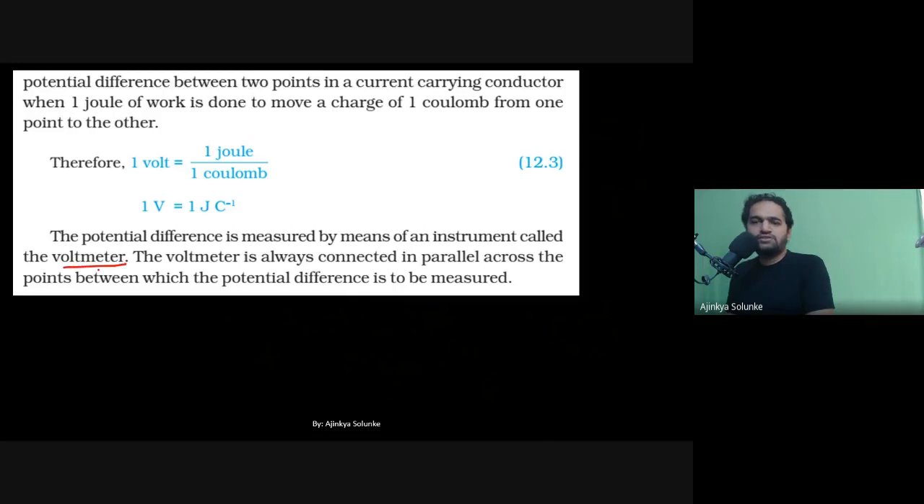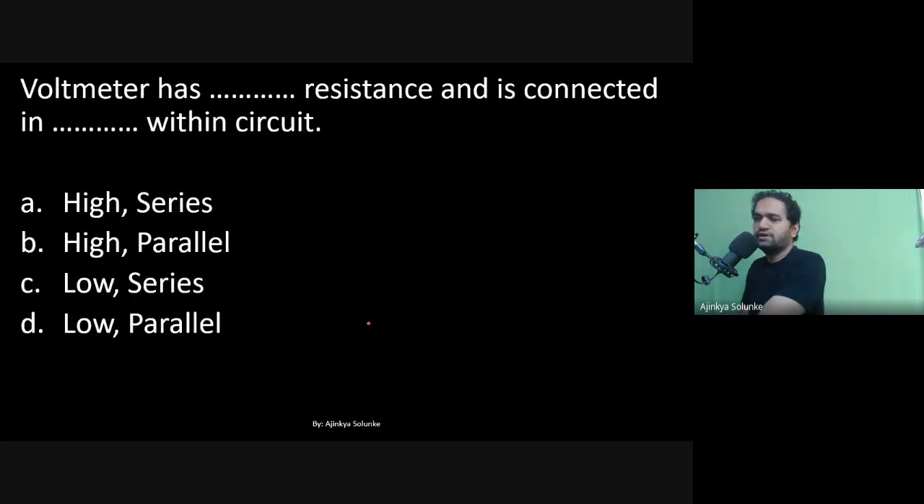The device we use is the voltmeter and it is connected in parallel. Just one more point you have to add here, and that is resistance is high. Just underline these two things, parallel, and write down one more thing, resistance high. Write it in your textbook if you have it with you, and if you are using a PDF, please mark it there. Okay? Moving on.